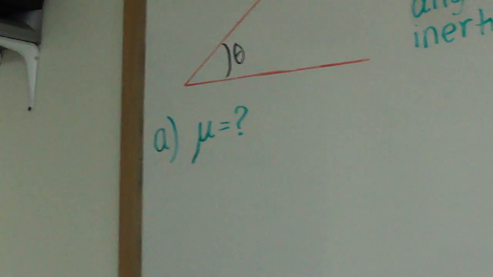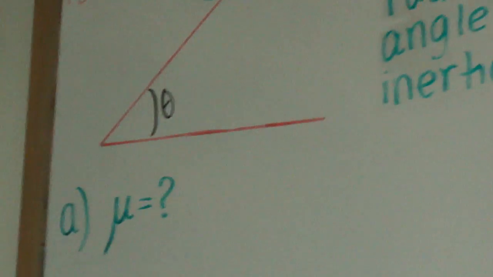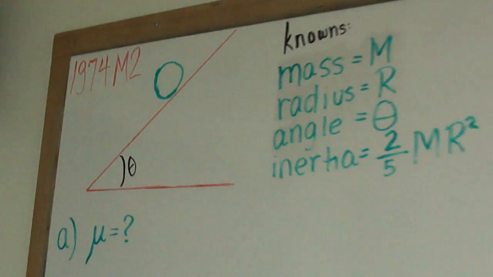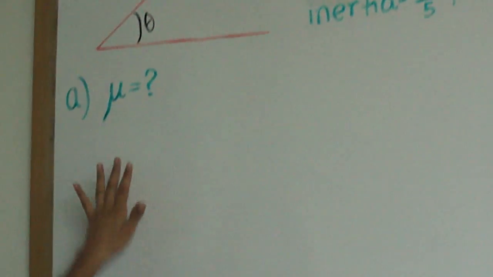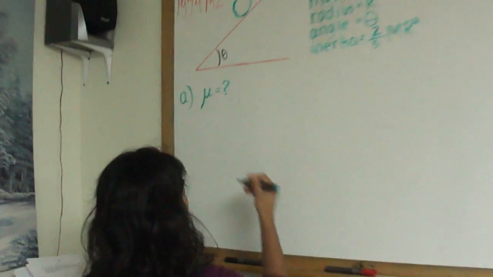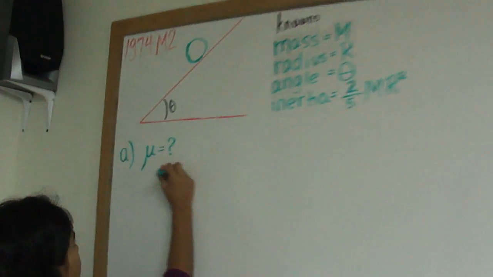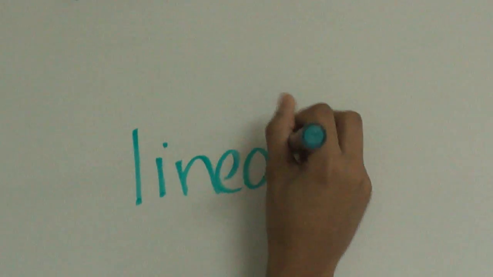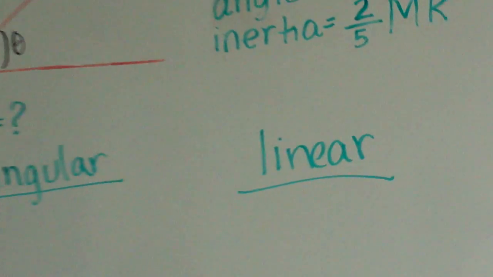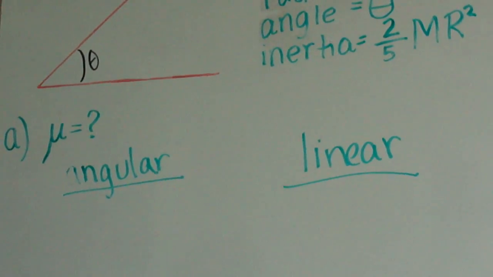Part A is asking us, determine the minimum coefficient of friction mu between the sphere and plane with which the sphere will roll down the incline without slipping. So if you're looking for mu and the sphere is rolling without slipping, we know that there will be angular components as well as linear components. And like I said, we know this fact simply from the statement that reads that it's rolling without slipping.